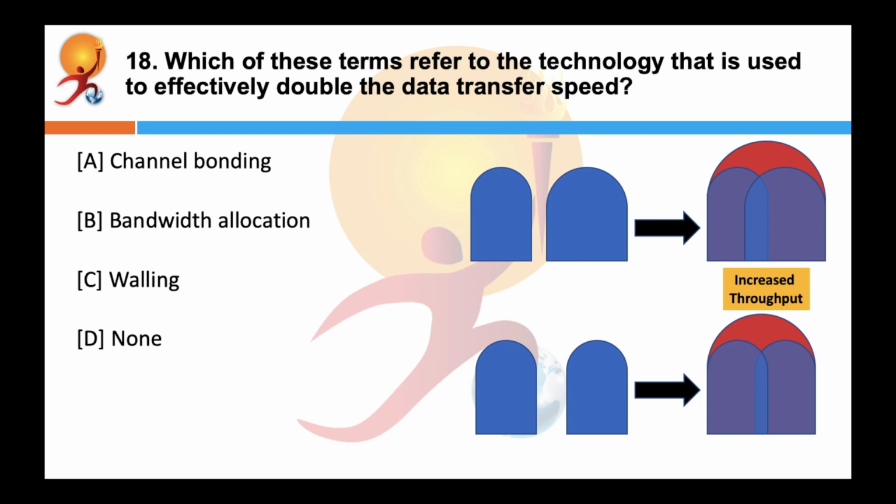Which of these terms refers to the technology that is used to effectively double the data transfer speed? Correct answer is A. Channel bonding. It refers to the technology that combines two telephone lines into a single channel, effectively doubling the data transfer speed. For example, bonding two modems of 56 kbps together would give you a 112 kbps internet connection.